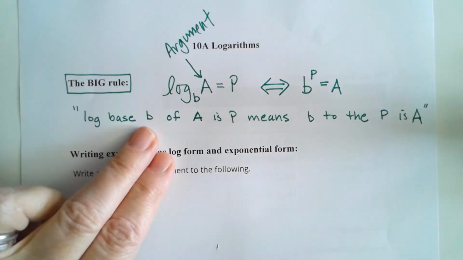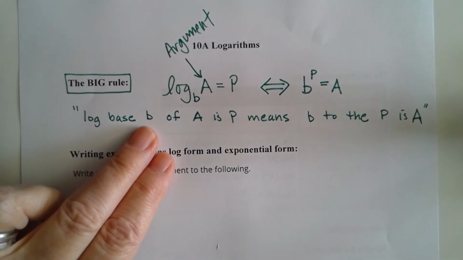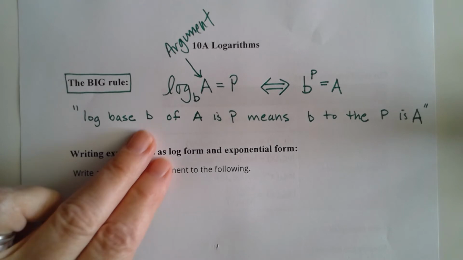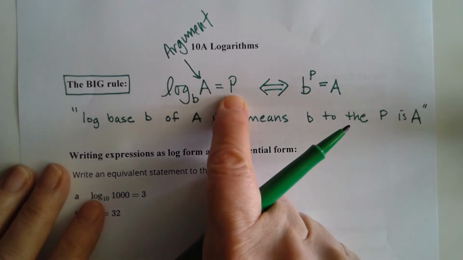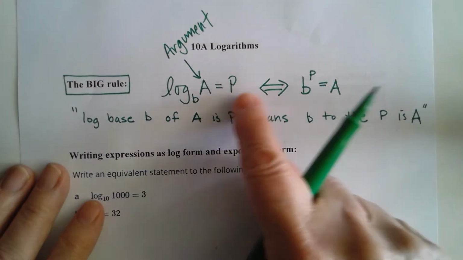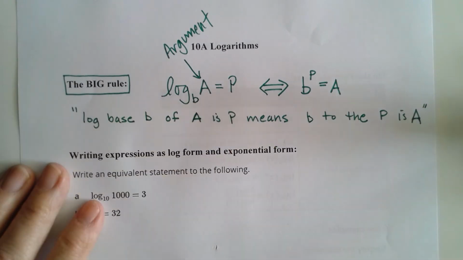And that's why I made it an a. The argument of the log. So that's the base, that's the argument, that's the index. Right, that p is a power or an index.